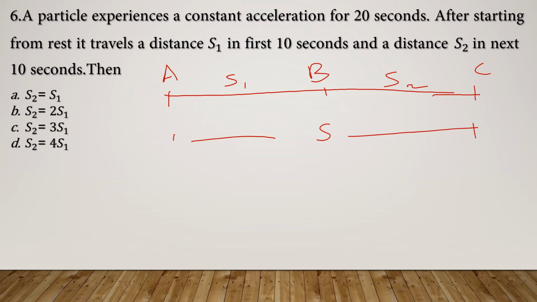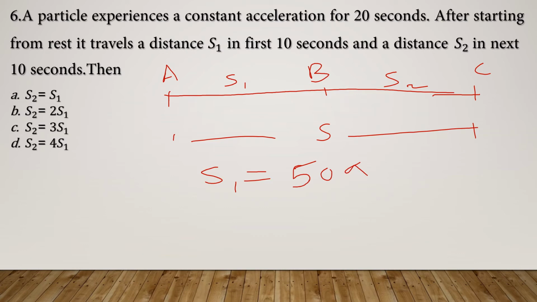Now consider the motion AB. Again they have given that the particle is starting from rest, which simply means that the initial velocity is 0. So considering the motion AB and using s is equal to ut plus half at square, we get S1 is equal to ut, u is 0, so ut will be 0, plus half at square. a is not known, so let it be a. 1 half into a into t square, first 10 seconds, so 10 square is 100, so it is 50 times a.